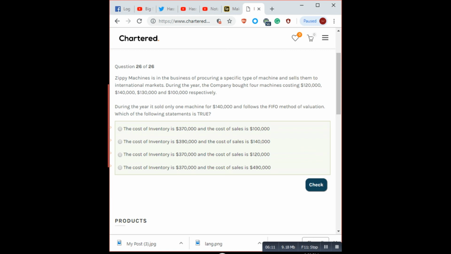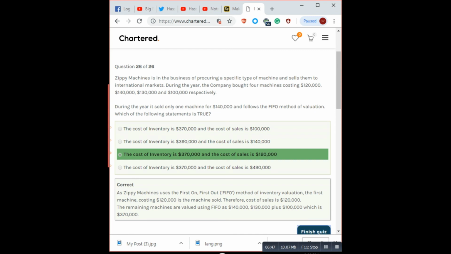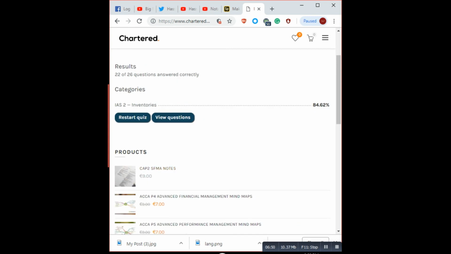FIFO, first in first out. 120,000 would be the machine sold. One machine was sold for 120,000, and 140, 130, and 100 collectively add up: 140 plus 130 is 270, plus 100 is 370. So 370 would be the cost of inventory, and the cost of sale is 120. Okay, yep. So the score is 84.62%. That hopefully is quite a good one.